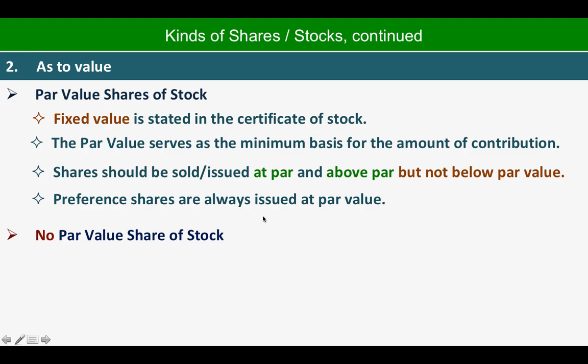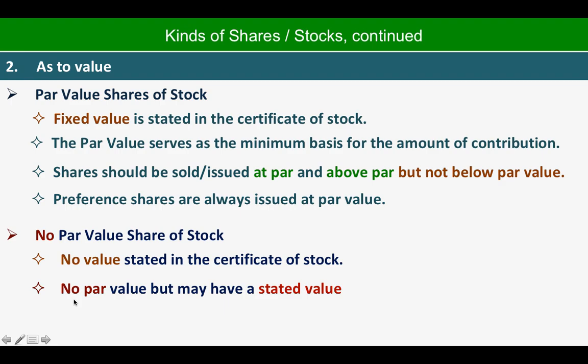Preference shares are always issued at par value. So between common stock and preferred stock, the preferred stock is the one that is always issued at par value, meaning there is always a value. Okay? For no par value share of stock, there is no value stated in the certificate of stock.